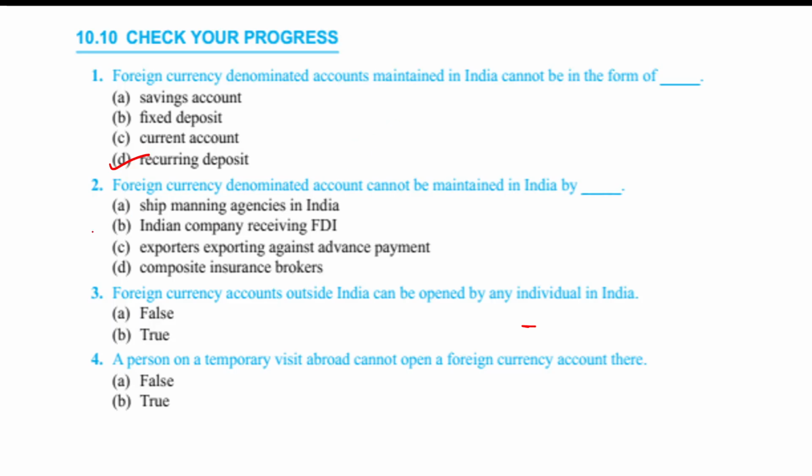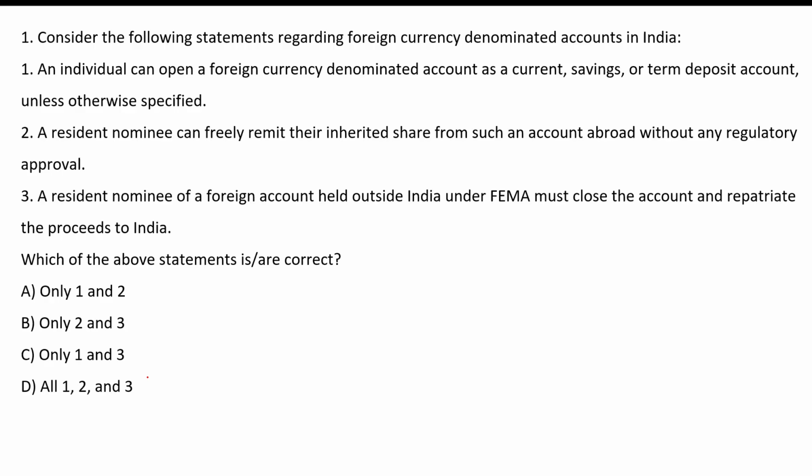Exporter exporting against advance payments. A foreign currency account outside India can be opened by any individual in India. So the answer is true, they can open. A person on temporary visit abroad cannot open a foreign currency account there. A person on temporary visit can open. Hence, this statement is false, making A the correct answer.